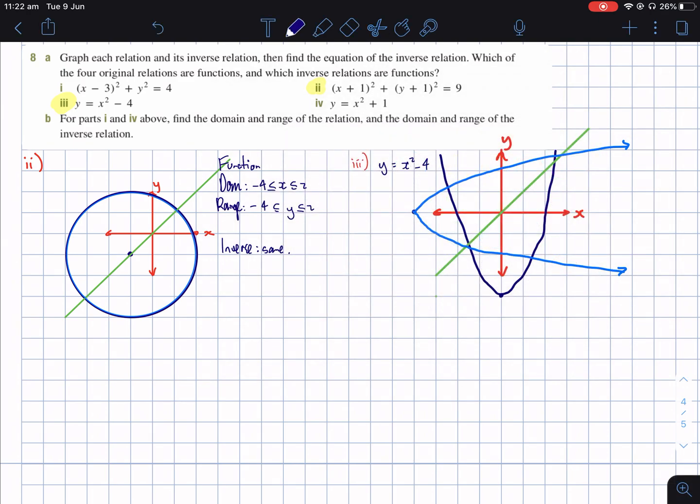Okay, so the function, the domain was all real numbers. So there was no restriction on the domain. The range, it was bigger than or equal to -4, like it was all above -4. And for the inverse, the domain this time was greater than or equal to -4, and the range, eventually it'll reach all real numbers.